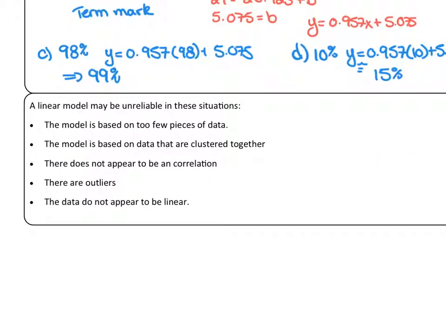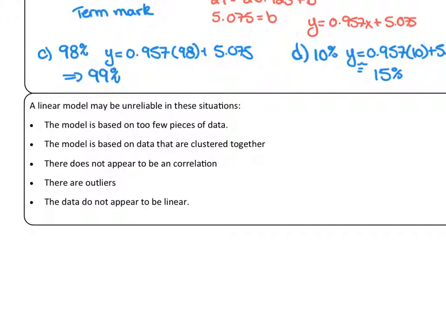Last thing I just want to go over is this line of best fit works, but it doesn't always work. Sometimes we have data that isn't a linear model, and a linear model is unreliable in the following situations. So take a look for these. If the model is based on too few pieces of data, I wouldn't say that my model above is all that great because I don't feel like we had a lot of data. So keep in mind that you want to have enough data so that the model is more accurate.